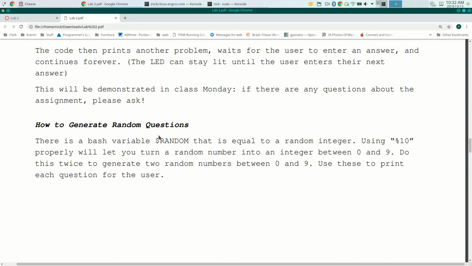So generate 2 random numbers, print them out with a plus sign in between and an equals, wait for the user to type something in, and then compare their answer to the sum of those 2 numbers. So you've got to do a little bit of arithmetic in bash, and then a comparison. And then if it's right, do GPIO 5. If it's wrong, do GPIO 4, or whichever way the red and green are set up.